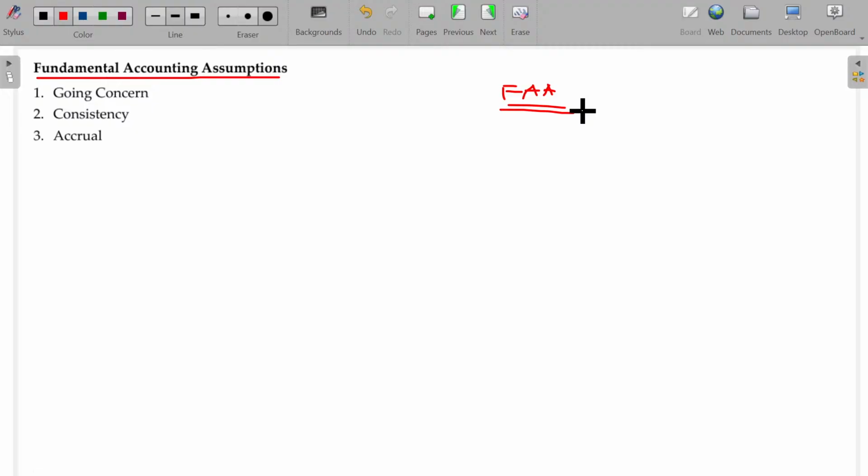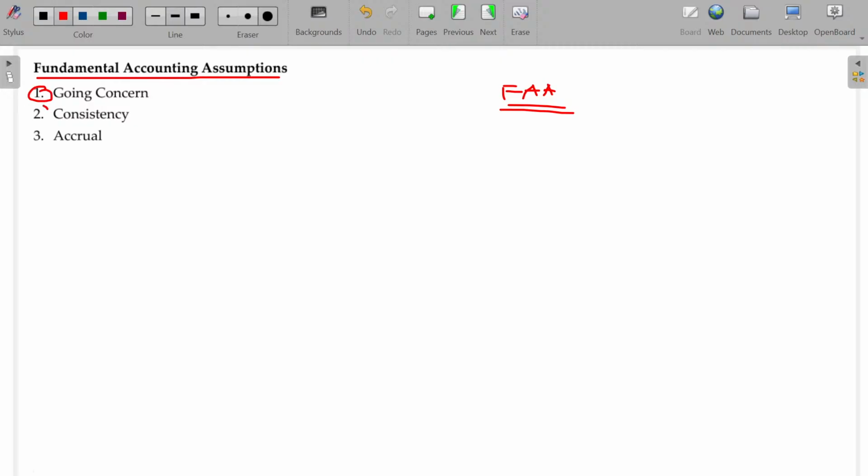Three assumptions are mandatory. Among so many concepts we have studied, these three assumptions are mandatory. You don't have any other choice. Okay. Sunday, holiday, you don't come. That's how college and other workplaces notify it. It's fundamental accounting assumptions.